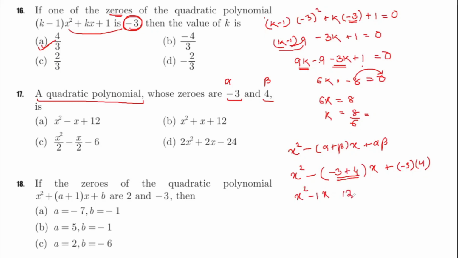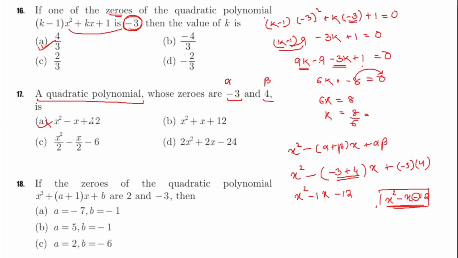But as there is a negative sign, we will write this. Now the equation will be x square minus x minus 12. But interestingly, if you look at the options, there is no option like this. Now don't get confused and put this as the correct answer. This is not the correct answer because you need to have a negative sign before 12.